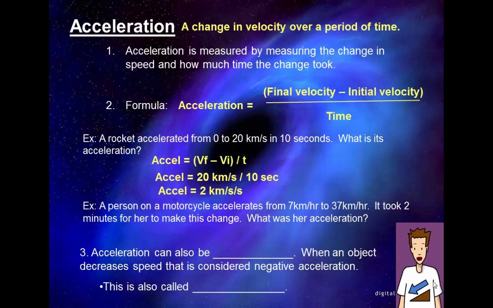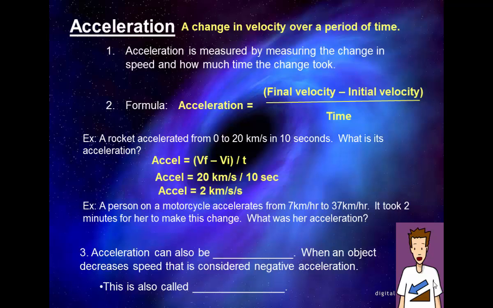Okay, a person on a motorcycle accelerates from 7 kilometers per hour to 37 kilometers per hour over the period of 2 minutes. What was her acceleration? Again, follow the steps, write it all out. All right, what do I do first, Jason? Formula, which is acceleration equals VF minus VI over T. Substitute our numbers.